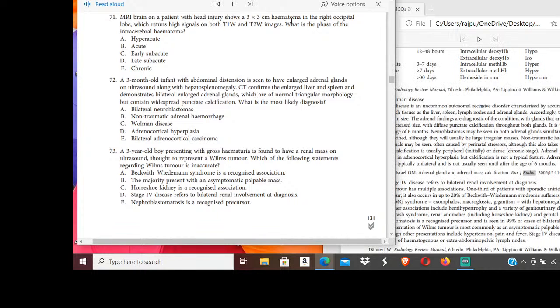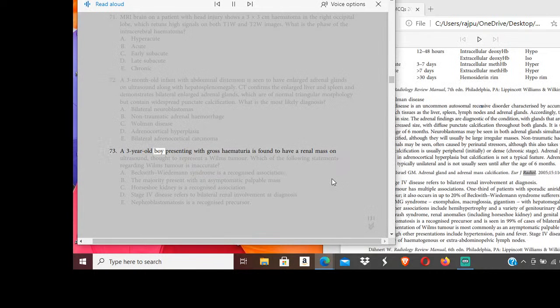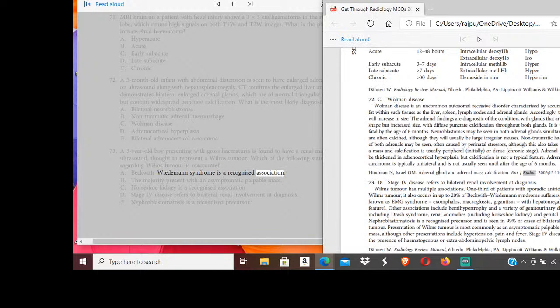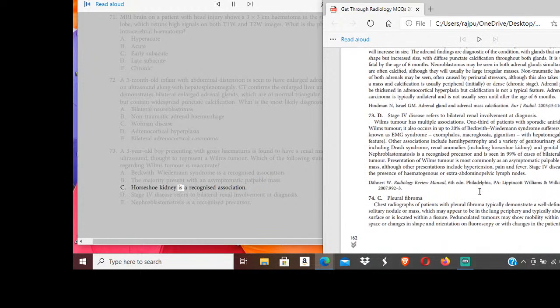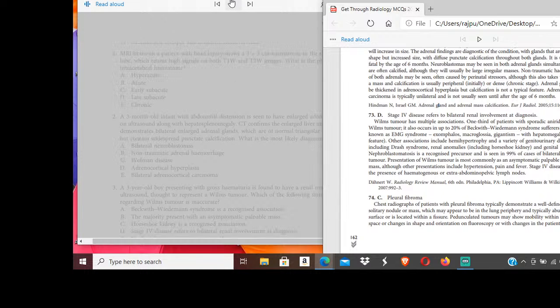J Radiol. 73. A 3-year-old boy presenting with gross hematuria is found to have a renal mass on ultrasound, thought to represent a Wilms tumor. Which of the following statements regarding Wilms tumor is inaccurate? A. Beckwith-Wiedemann syndrome is a recognized association. B. The majority present with an asymptomatic palpable mass. C. Horseshoe kidney is a recognized association. D. Stage 4 disease refers to bilateral renal involvement at diagnosis. E. Nephroblastomatosis is a recognized precursor. Chapter 5.